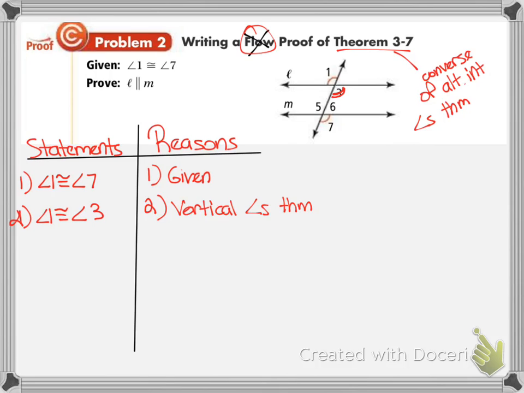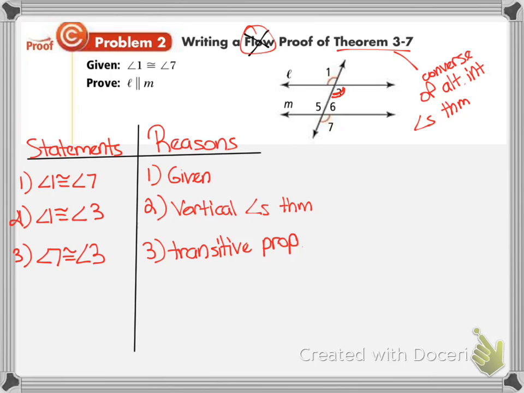So if 1 is congruent to 7 and 1 is congruent to 3, then I also know that 7 is congruent to 3, right? And that's going to be by the transitive property. Or you can even say substitution property. And I would accept that. Okay, so I also know that 7 is congruent to 3.